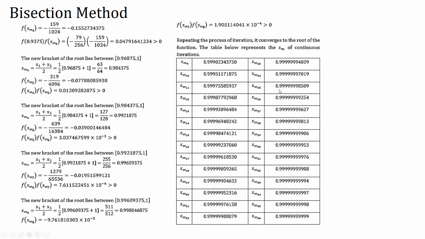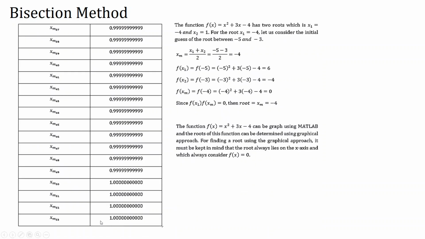I put this in a table. I used MATLAB in getting the iterations of these values. As a student, you can store functions like this in your calculator and repeatedly solve using the bisection method or the iteration process. I stop here because it converges already to the root 1.0. So I have made a conclusion here.